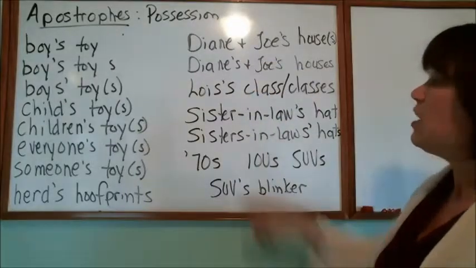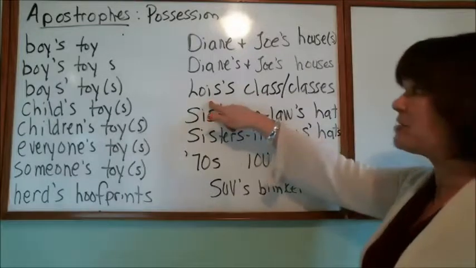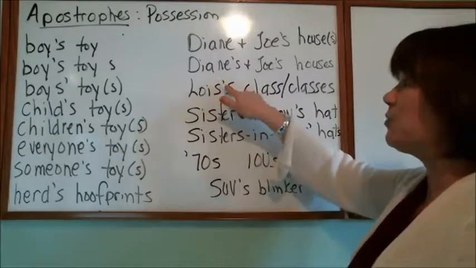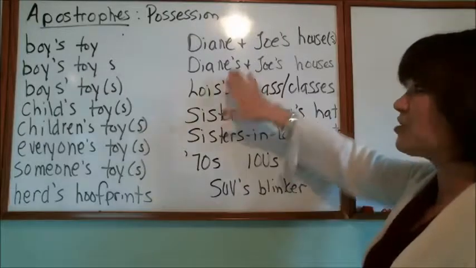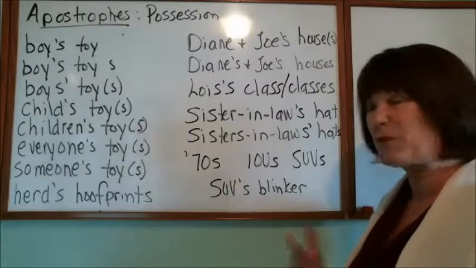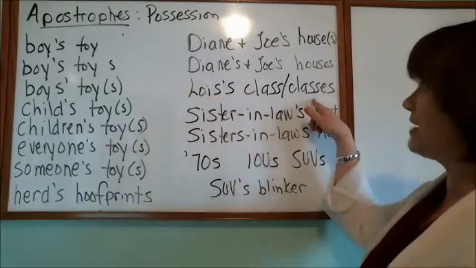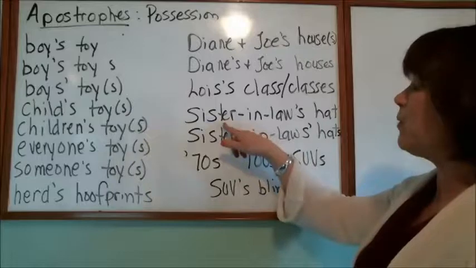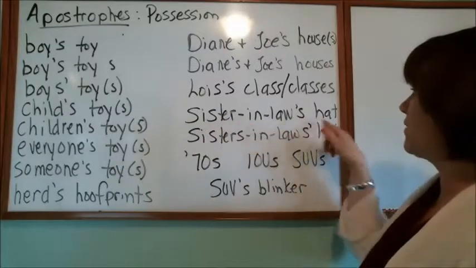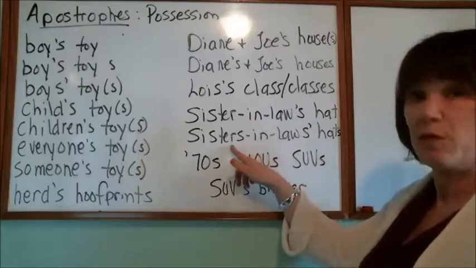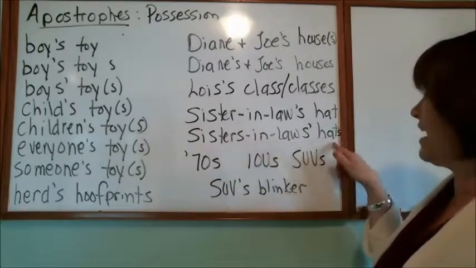When you have someone's name or an item, a noun that ends with S, we actually put an apostrophe and S at the end. A lot of times you'll see it with just that apostrophe. That actually isn't correct, but we see it a lot that way. So we say Lois's class or her classes. If you have one sister-in-law and you're talking about her hat, sister-in-law's hat. If you have more than one sister-in-law whose hats you're talking about, sisters-in-law's hats.